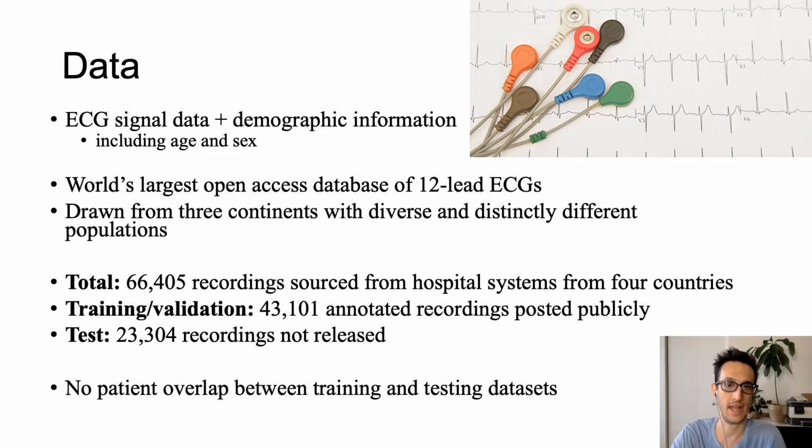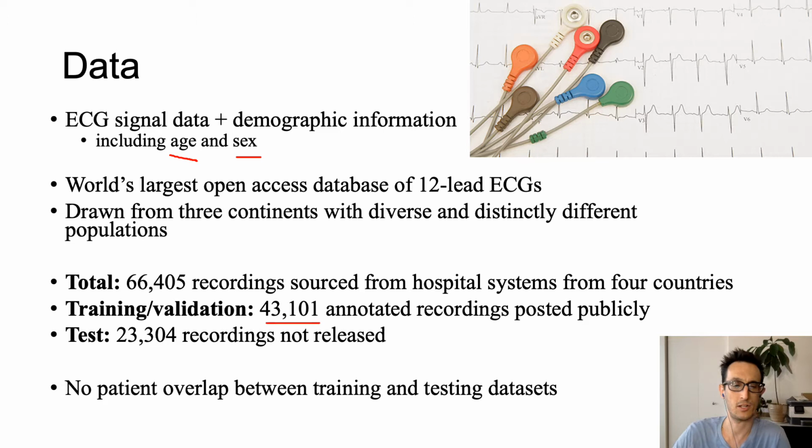And so we were given access to the 12-lead ECG signal data as part of the 2020 challenge, as well as a very small amount of demographic information, including a patient's age and sex. The dataset that was released was the largest open access database of 12-lead ECGs, and it was drawn from 3 continents, and it was made up of diverse and distinctly different populations. In total, there were roughly 66,000 recordings sourced from 4 different countries.